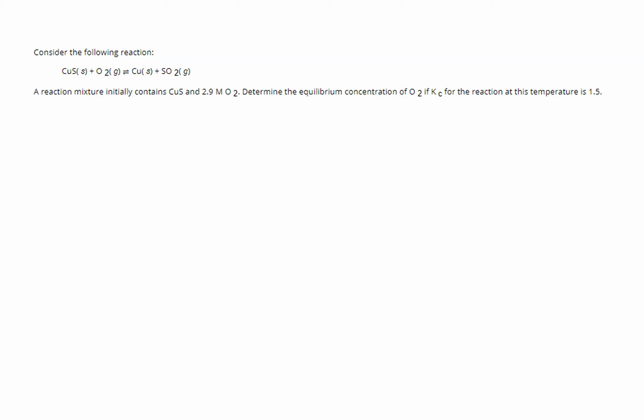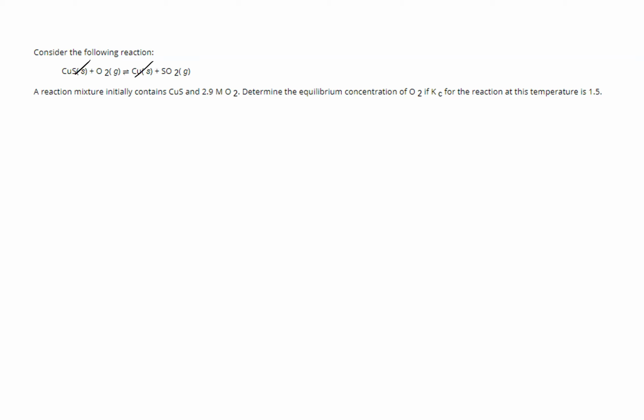Here we have our copper sulfide solid plus oxygen gas in equilibrium with a copper solid and sulfur dioxide gas. And right out the gate, what should be screaming out to you with this particular example is that we have solids in our expression here, which means the copper sulfide and the copper are not included in our equilibrium expression. They don't factor in. So you really need to make sure you exclude these. Knowing this now, we're going to move through the rest of the question.